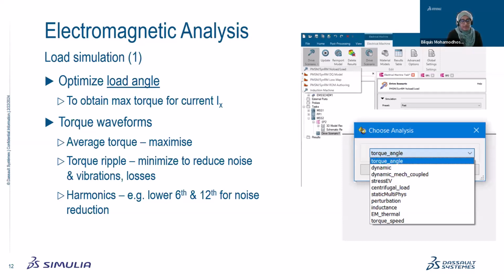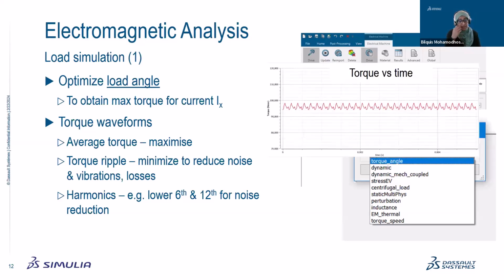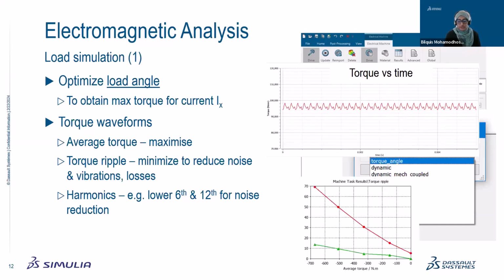We also need to look at the torque waveforms, whether it's the average torque, to maximize it, or the torque ripple, to minimize it. The torque ripple contributes to the noise, vibration and losses of the machine as well, just like cogging torque would do. And also the harmonics of the torque waveform, for example the 6th and 12th harmonics, which normally contribute to the noise and vibration as well. So looking at that and reducing that would reduce the noise.